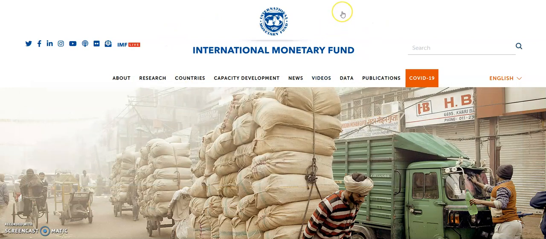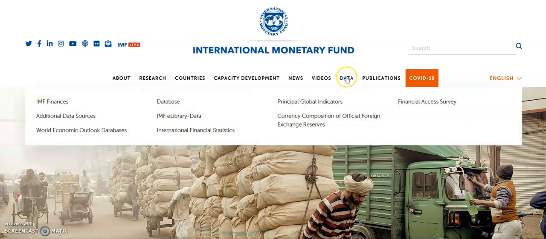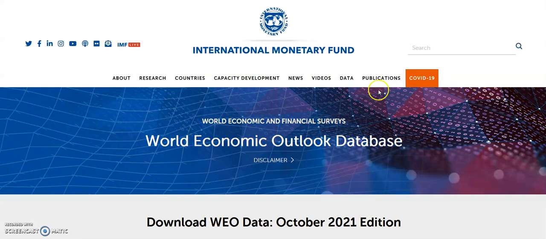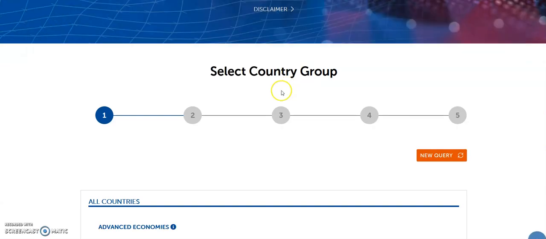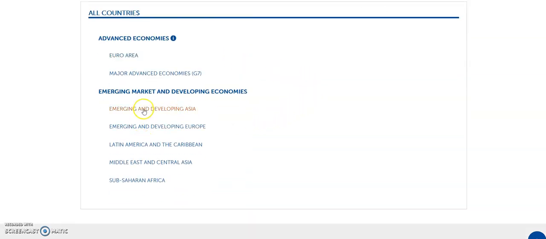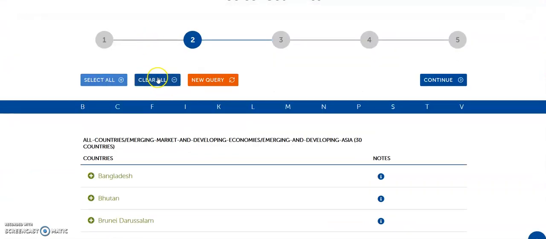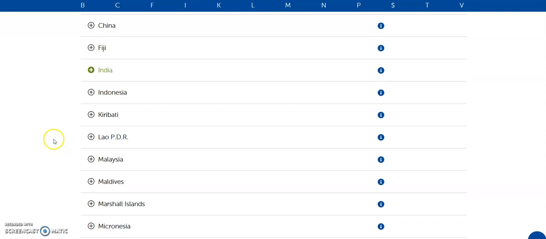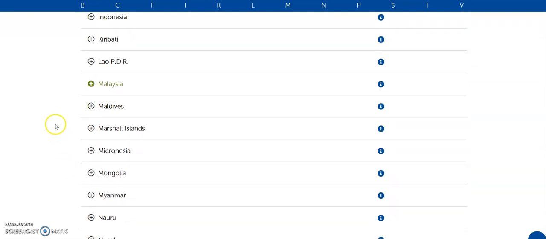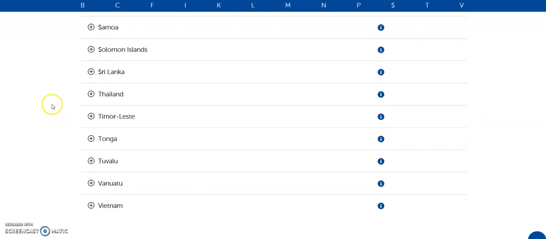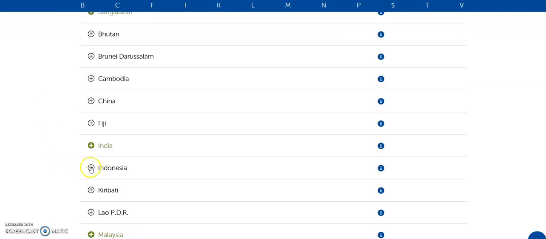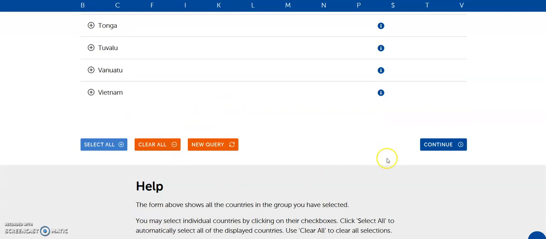We're using the International Monetary Fund database, IMF, and the World Economic Outlook database, October 2021. We're choosing by countries. So today we're looking at emerging and developing Asia, and we're going to choose only four countries, so clear all. And then we'll look at Bangladesh, India, Malaysia, and we look at Indonesia as well. So four countries: Bangladesh, India, Indonesia, and Malaysia. Okay, so in this case you say continue.